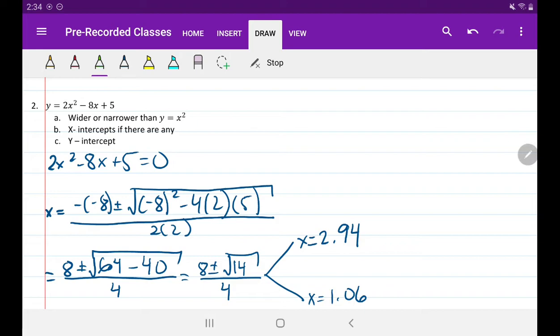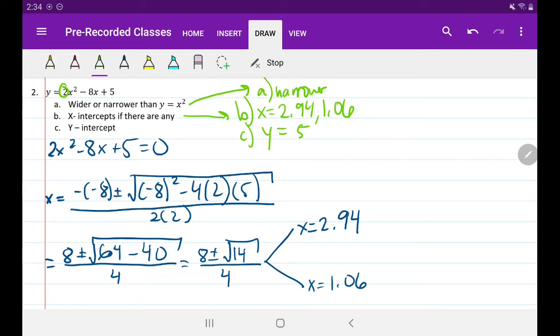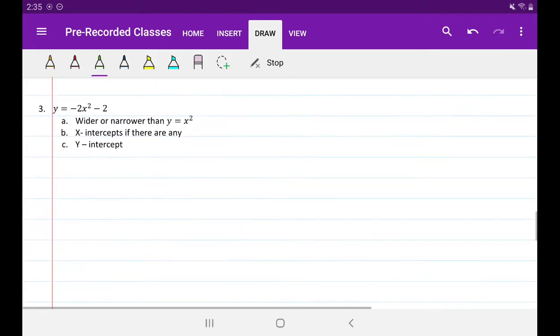So giving our answers here, well, y is 2x squared, so your x squared term is 2, which is greater than 1. So for part A, we'll say the answer is narrower. For part B, our x-intercepts are going to be 2.94 and 1.06. And then for part C, our y-intercept is going to be 5. Okay, so that's it for number 2. We found all of the pieces. So that was a good example of one that doesn't factor, but you can find the x-intercepts if you run through the quadratic formula. Let's go on to number 3.